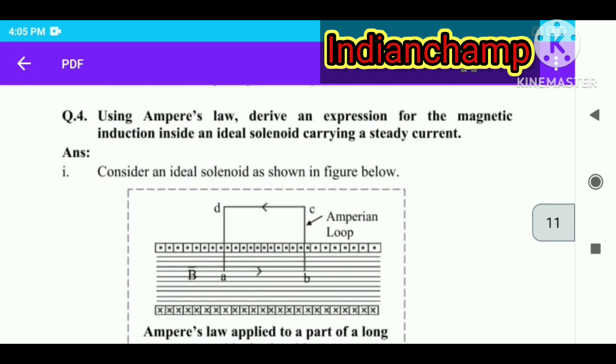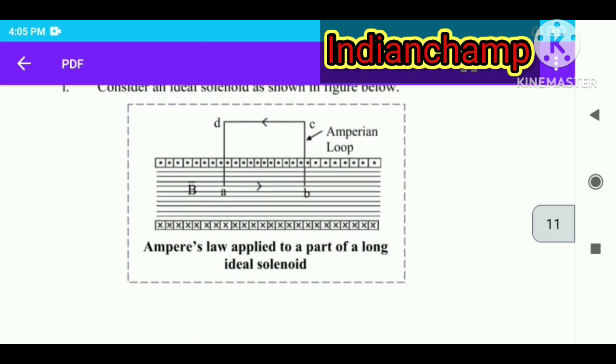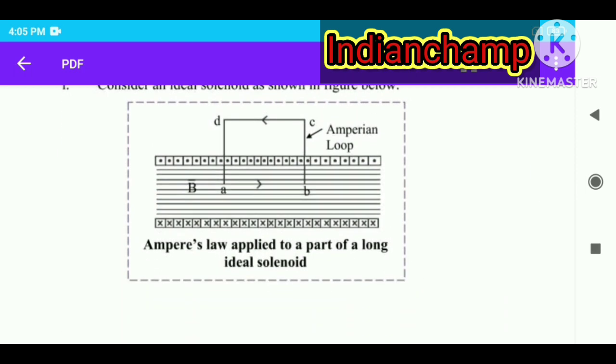Question number four: Using Ampere's law, derive an expression for the magnetic induction inside an ideal solenoid carrying a steady current. Answer. Consider an ideal solenoid as shown in the figure below. Ampere's law applied to part of a long ideal solenoid, Ampere's loop ABCD. Diagram.